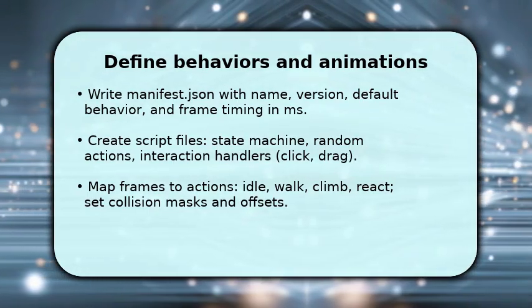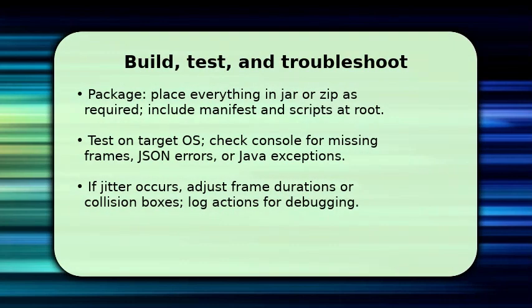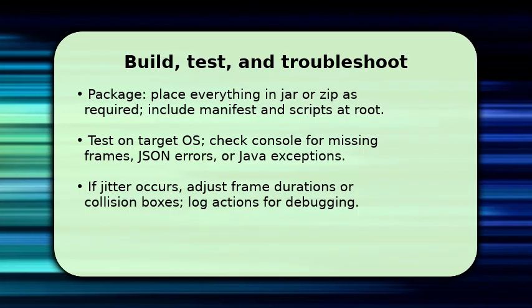You finish by packaging and iterating until the Shimeji behaves smoothly. Bundle images, manifest, and scripts into the required archive format, then run the loader on your target OS. Watch the console for parse errors or missing resources.